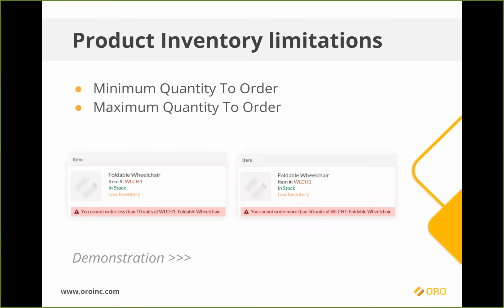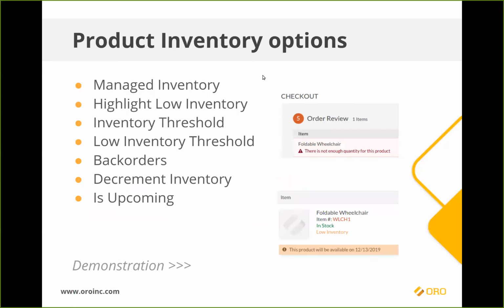And we have two more options here called minimum quantity order and maximum quantity order, which tell us that we cannot order less than some quantity or more than some quantity. So let us try to apply these options one by one. Managed inventory is clear enough, and let's start from the highlight low inventory option.